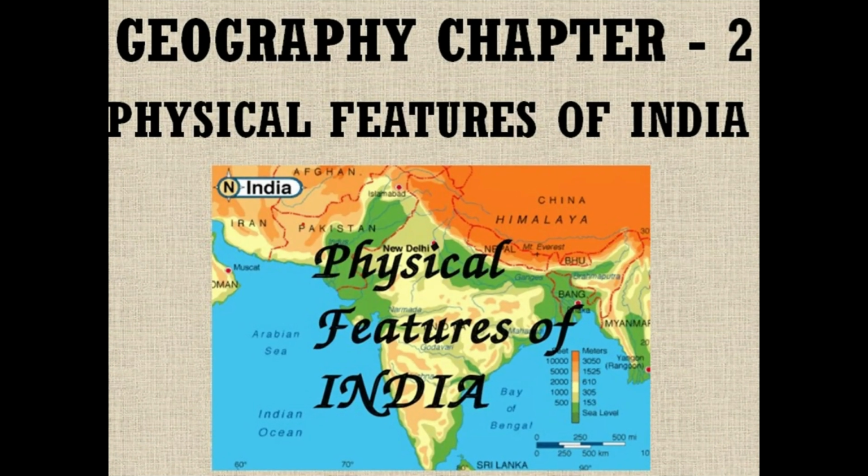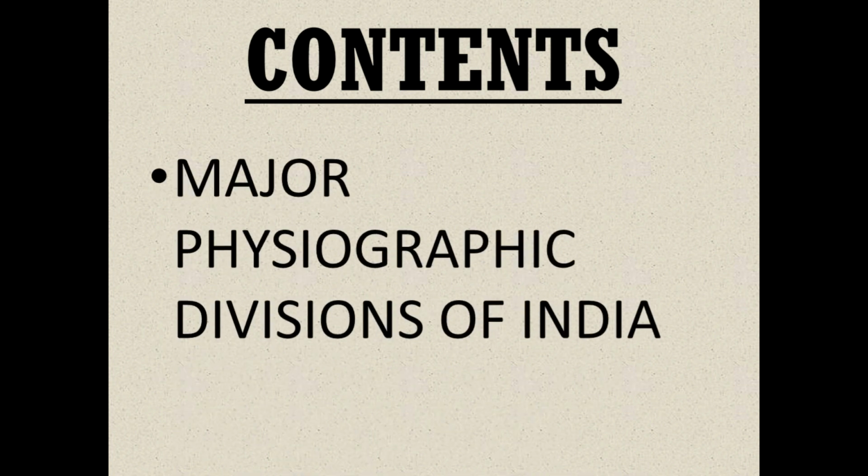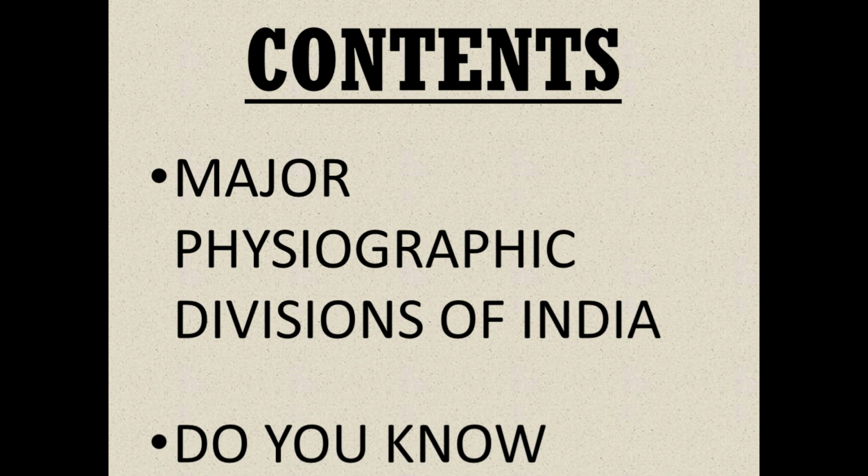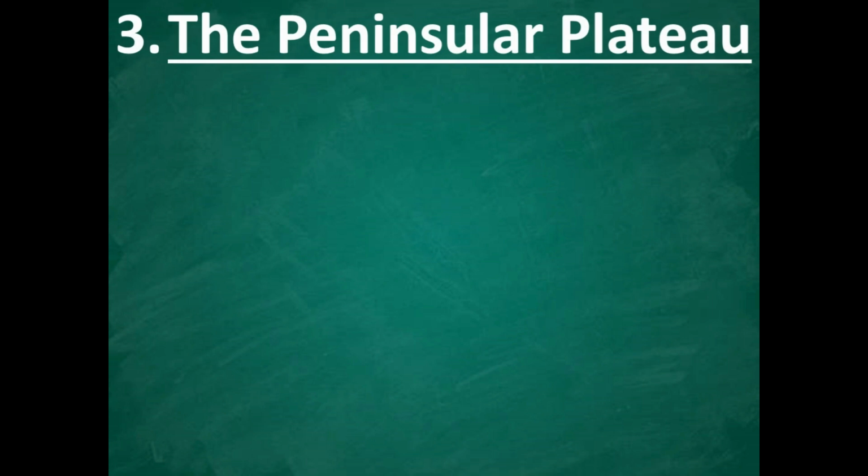Today we are going to see Geography Chapter 2, Physical Features of India. In this video we are going to see part 2 of our last video. The contents which we are going to see in this video are the continuation of major physiographic divisions of India. In the last video we saw the first two major physiographic divisions of India. In this video we are going to see the Peninsular Plateau.